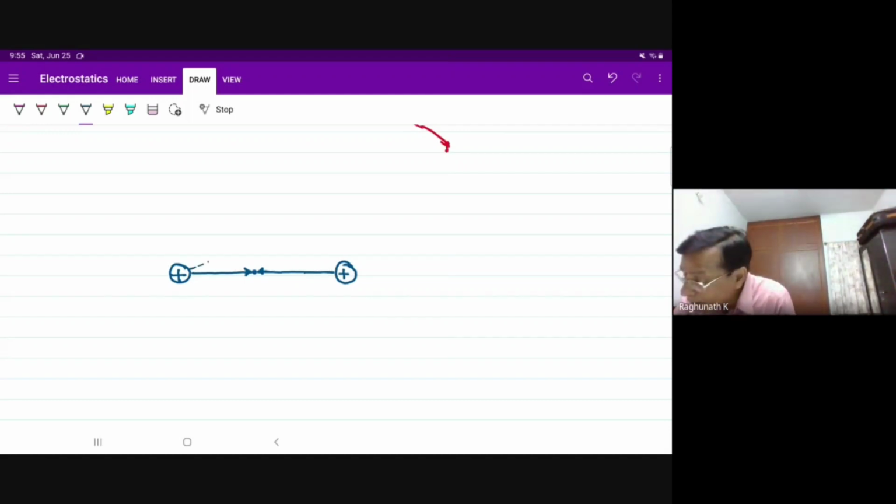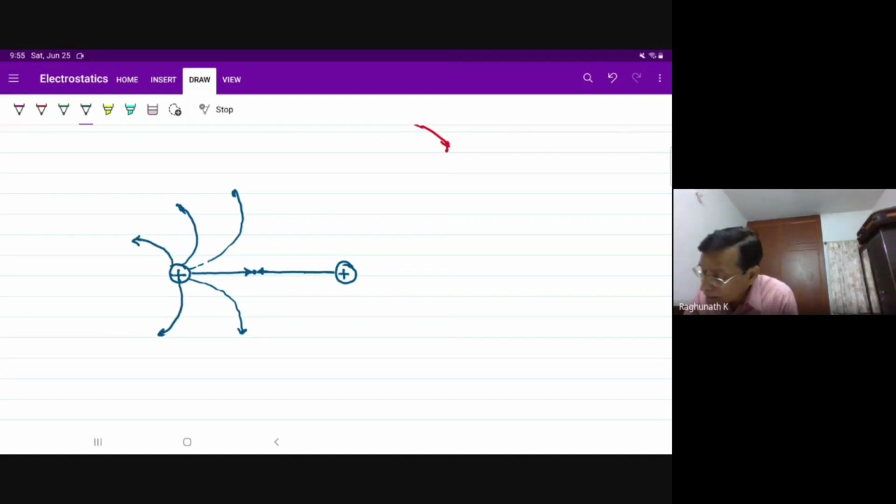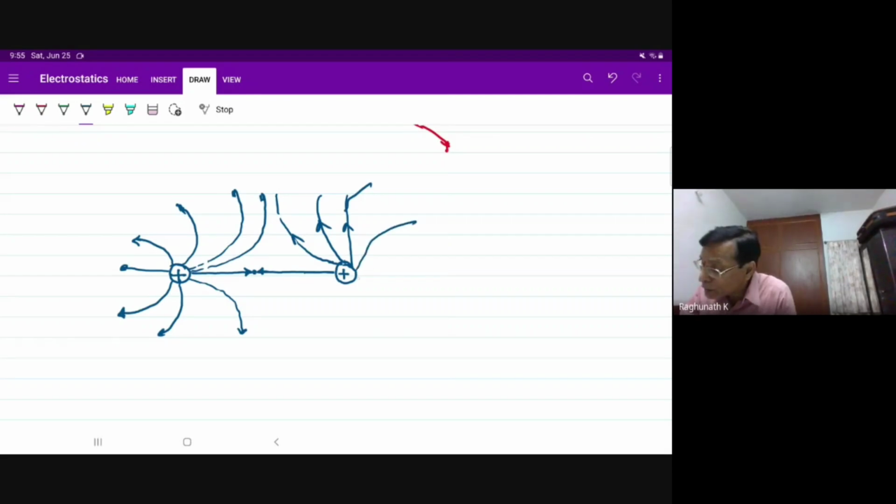If I keep the positive charge here, it continuously gets repelled by both. Because of which the structure of the field will be like this. In the same way, at this also they go out, because both are positive charges. The positive charge continuously moves away from both.